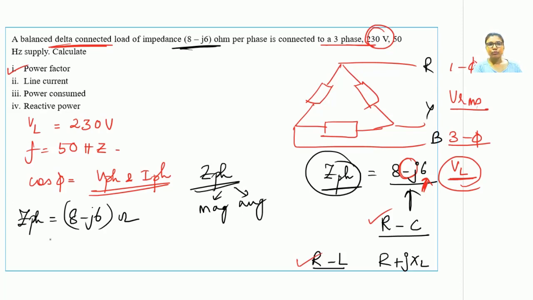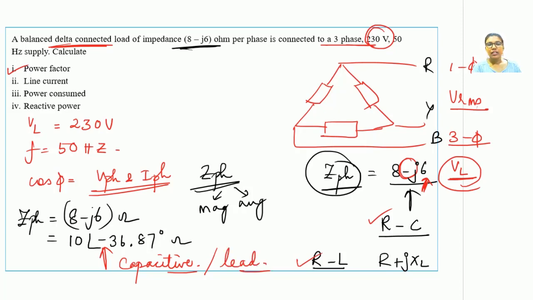Convert this rectangular form into polar form. I've converted this rectangular into polar form. Now you can see over here that the Z is carrying the angle value as negative. And from our table that we had framed earlier in the slides, negative angle with Z implies it is a capacitive circuit, which we had already inferred by this negative value. If it is a capacitive circuit, which means it is a leading circuit. So what will be the value of cos phi? Cos phi will be cos of 36.87.